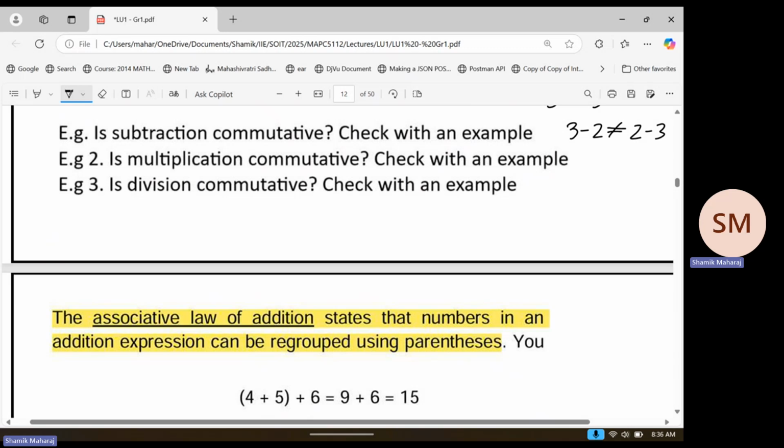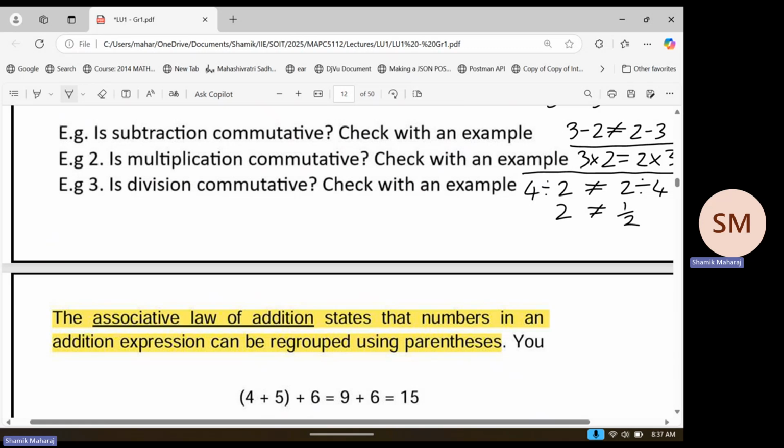Does multiplication commute? It does, right? So 3 times 2 is the same as 2 times 3. So that does commute. Division doesn't commute. Maybe let me give an example that we can see more clearly. 4 divided by 2 is not the same as 2 divided by 4. 4 divided by 2 gives us 2 on this side. On this side, we will get a half. Not the same thing.